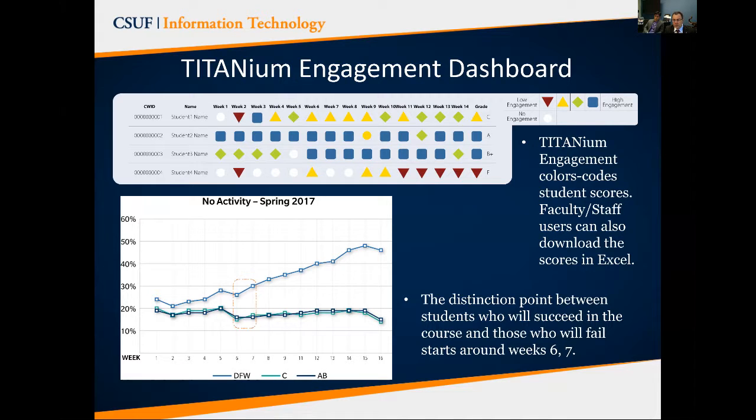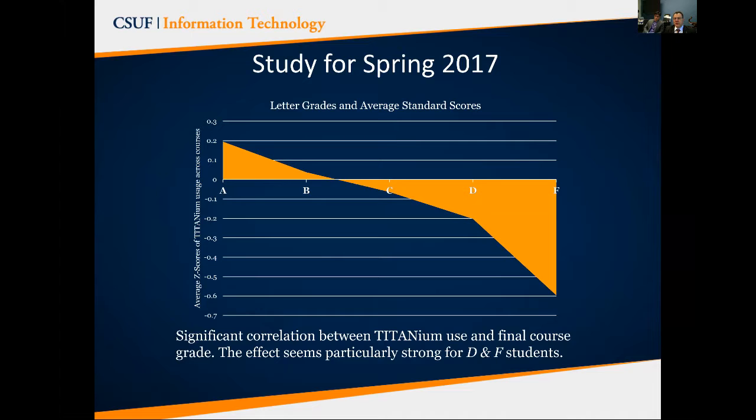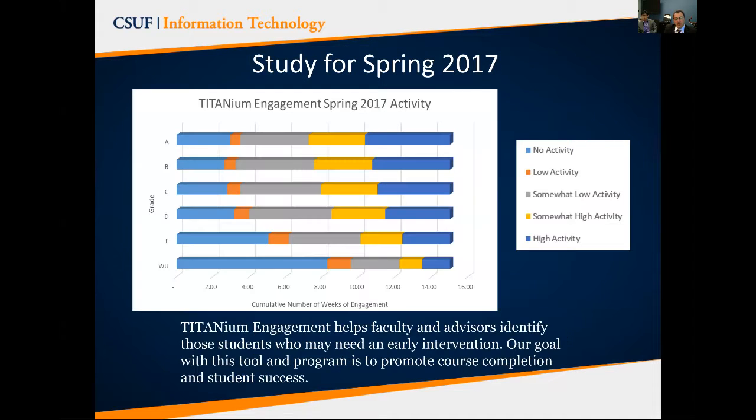This is another study we did that shows the grade relationship with DNF. You can see the letter grade and average standard scores. If you have A's and B's, you're above, and C's, D's, and F's go to the bottom. So you can see there is a correlation between engagement in a class, with respect to all the students, and the grades of D, F, and C versus A's and B's.